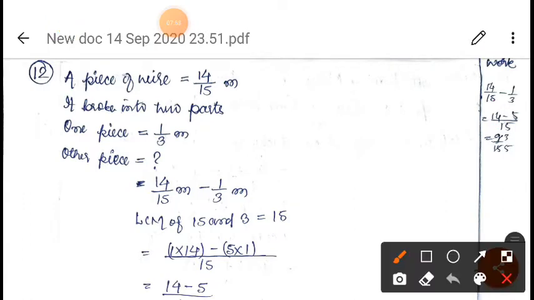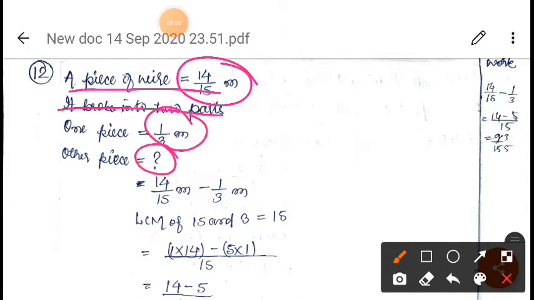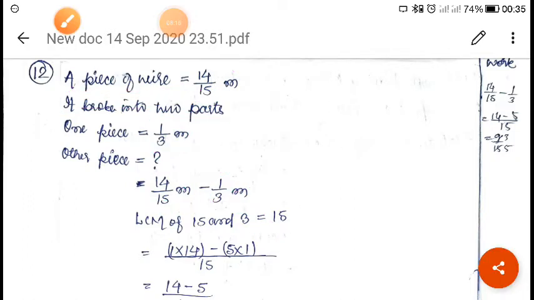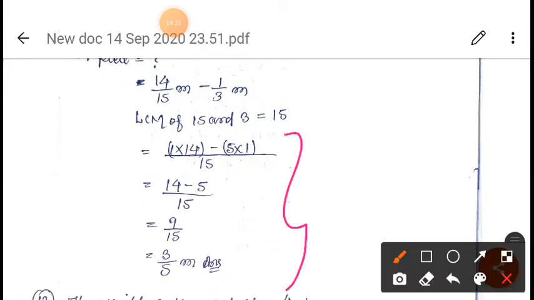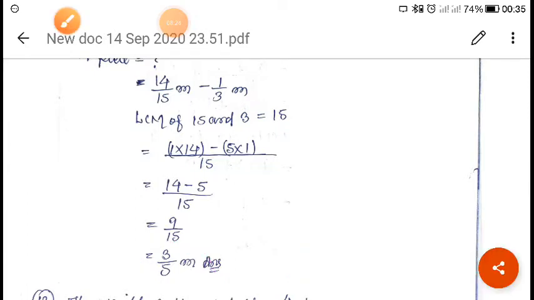So how can we write? A piece of wire is 14 by 15 meters. It broke into two parts, right? One part is this, the other part we have to find out. So the other part is what? We just have to subtract this from this, and we will get the other part. As you can see, I have done it here, right? Since there is 15 and 3, we have to find out the LCM. We will find out the LCM here, and after that the process is the same as you can see here, right? So the other part is 3 by 5 meter. So I hope you have understood this, right?